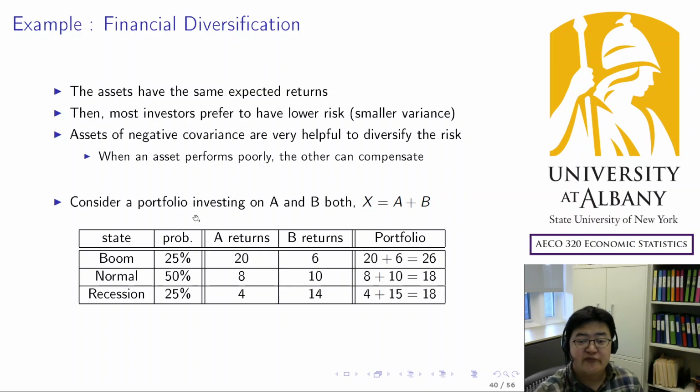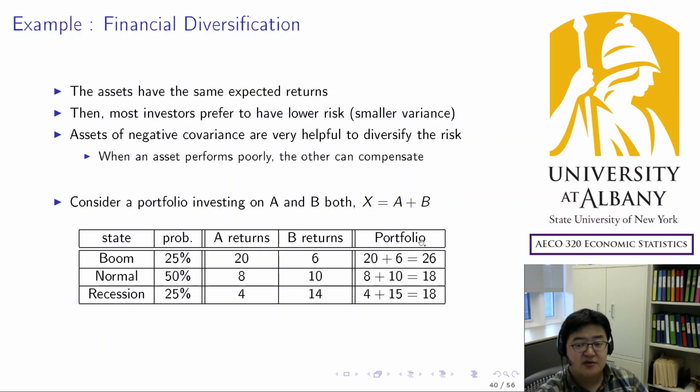Now I will call this a portfolio. X is your portfolio, and in this portfolio, you invest in A and B at the same time. So your return is the sum of them, the summation of the returns from both assets. In each economic state with the same probability, you get this much return, but in the end, your portfolio will have these outcomes, right? In boom, your portfolio will have 26 and 18 and 18. So this is the final outcome of your portfolio.